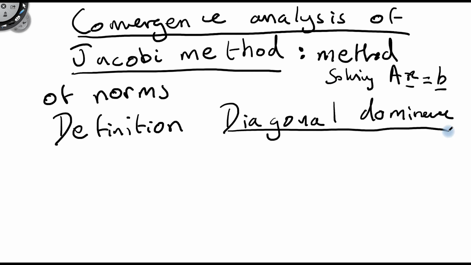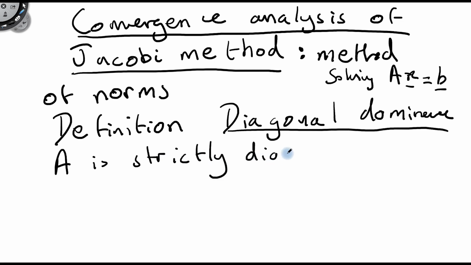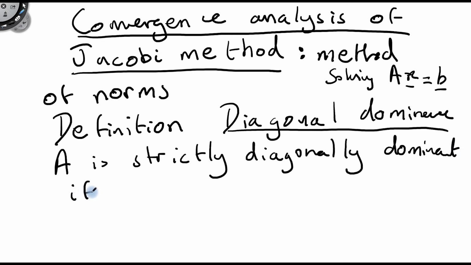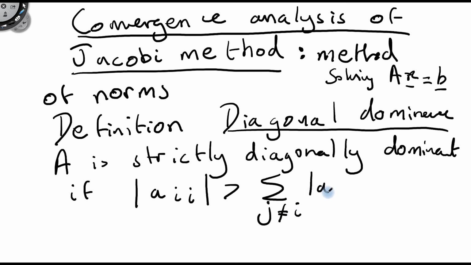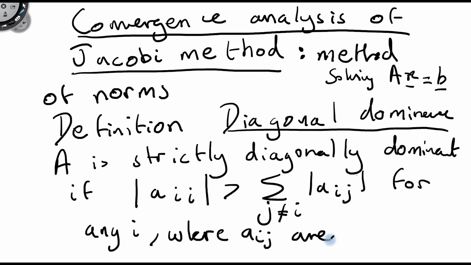So the definition: diagonal dominance. A is strictly diagonally dominant if, where little a are its components, a_ii is greater than the sum over j not equal to i of |a_ij|, where a_ij are elements of A. Again, we've written it down in probably the most abstract form, but we'll give examples.